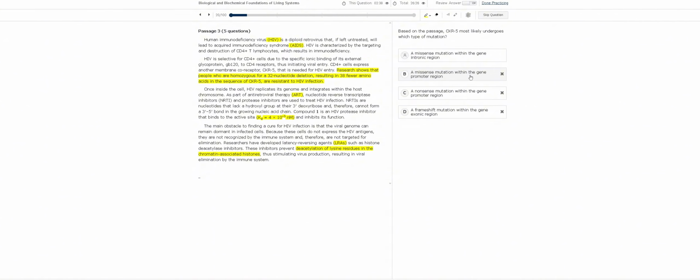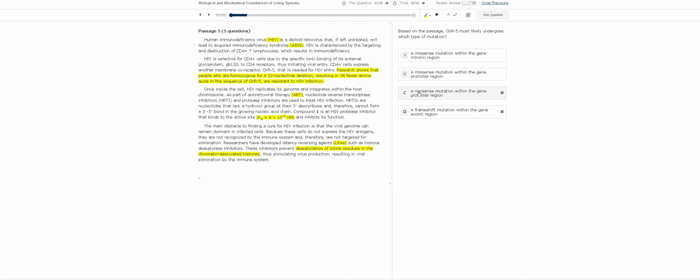The second part of this answer is saying within the gene promoter region. The promoter is the region where we first start transcribing. So a mutation there is not going to explain the 32 nucleotide deletion, because if we change an amino acid, transcription is still going to go on. It's not going to change the outcome of the 32 nucleotide deletion. So because of that, B is still not a good answer.